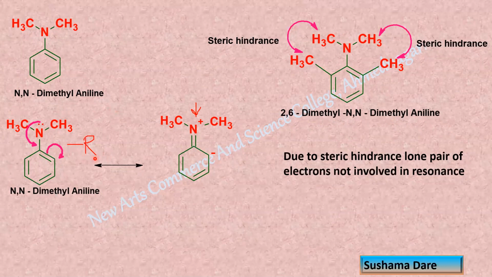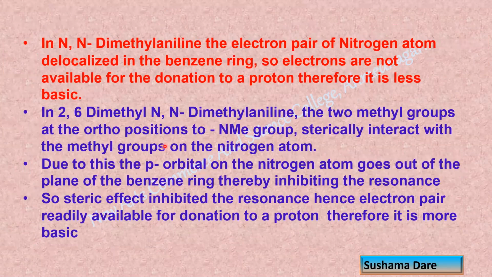So in N,N-dimethyl aniline, there is an electron withdrawing resonance effect, but in this case, the electron withdrawing resonance effect is absent. The reason behind it is that the steric hindrance changes the planarity of the ring, so the nitrogen electron pair is not involved in resonance. So the same is written over here. In N,N-dimethyl aniline, the electron pair of the nitrogen atom is delocalized in the ring. So electrons are not available for donation to a proton. Therefore, it is less basic.